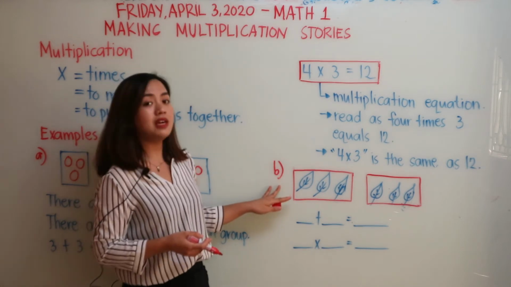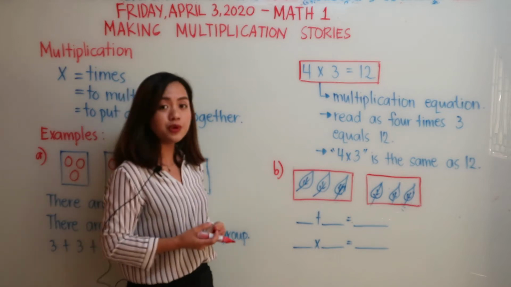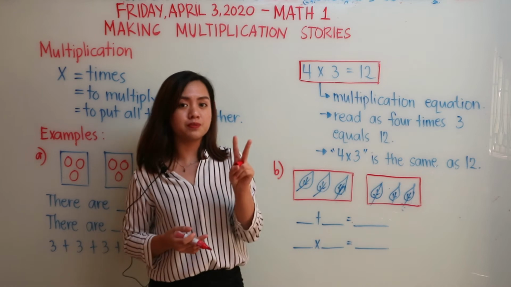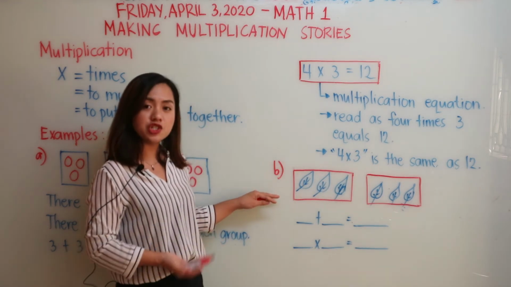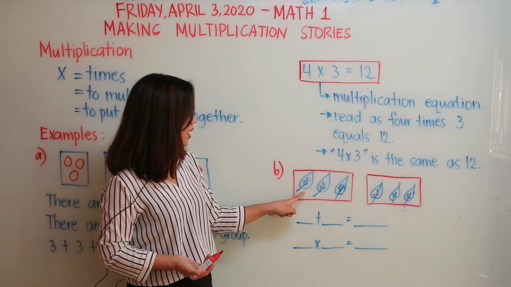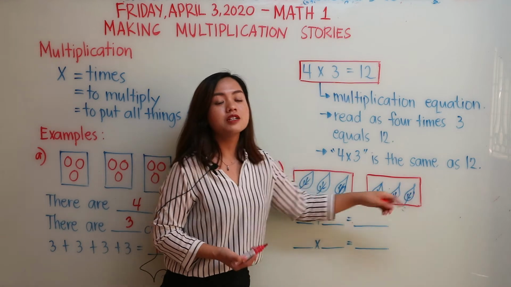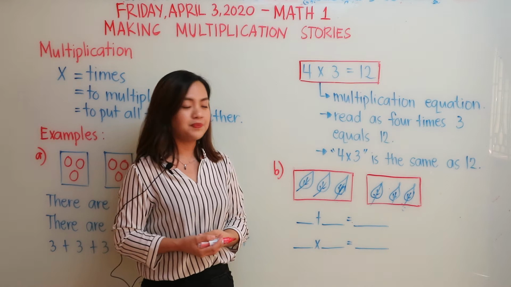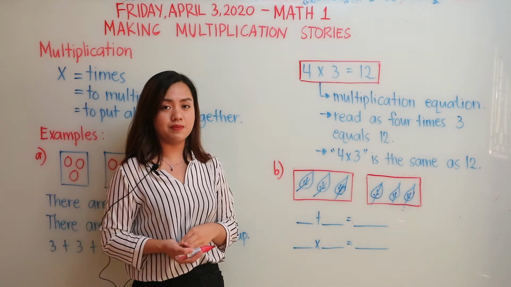So we have here, how many groups of leaves? There are 1 and 2. So there are 2 groups. Now, how many leaves are in each group? We have 1, 2, 3, 1, 2, 3. So there are 3 leaves in each group. Now, how are we going to add this? Using or adding the same number together.